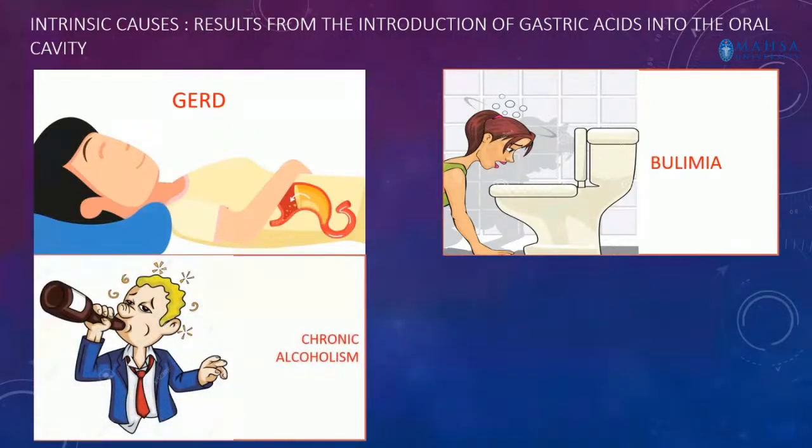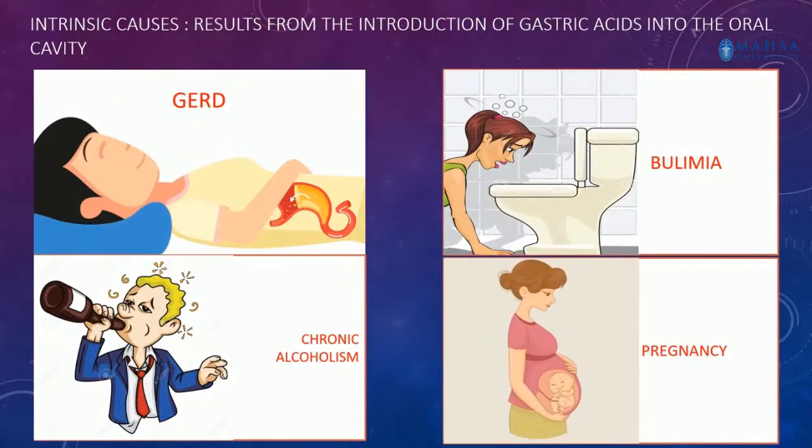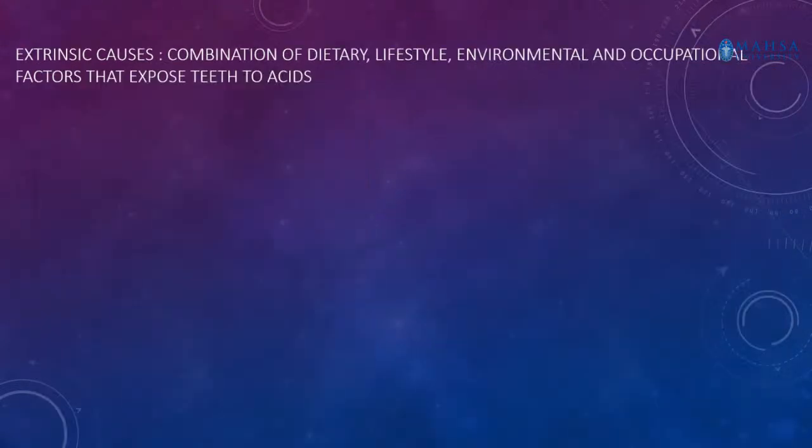The third intrinsic cause is chronic alcoholism. It can cause dental erosion due to the frequent vomiting and increased regurgitation. The next intrinsic cause is pregnancy. There may be an increase in reflux due to the increase in intra-abdominal pressure during pregnancy, but dental erosion is rare unless the vomiting is chronic. On the other hand, extrinsic causes are the combination of dietary, lifestyle, environmental, and occupational factors that expose the teeth to acid, causing dental erosion.